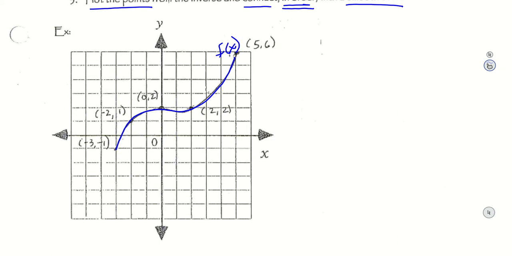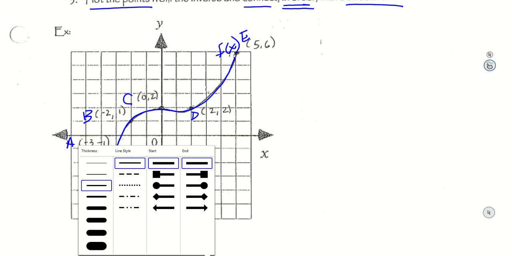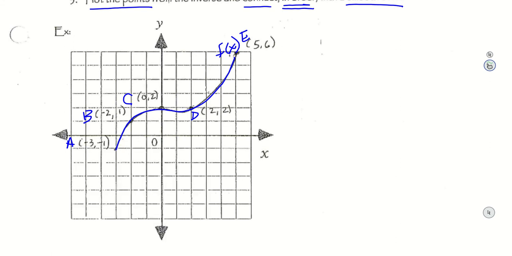And we know its function. It would pass the vertical line test. And I have several points marked on this, and I'm going to label them from left to right. So I'm going to call this point A, this is point B, C, this is point D, and this is point E. And I'm going to take all those points and I'm going to switch the x and y. I'm going to interchange them.